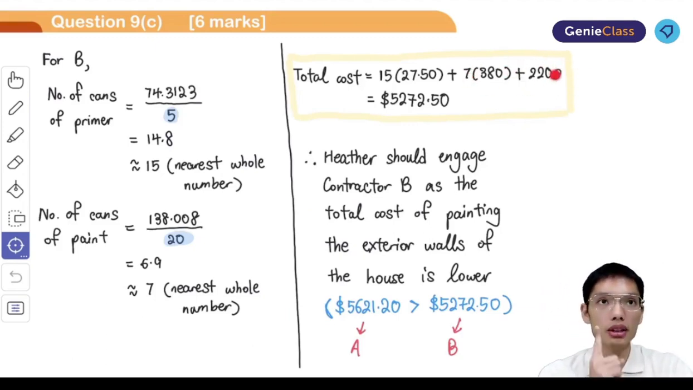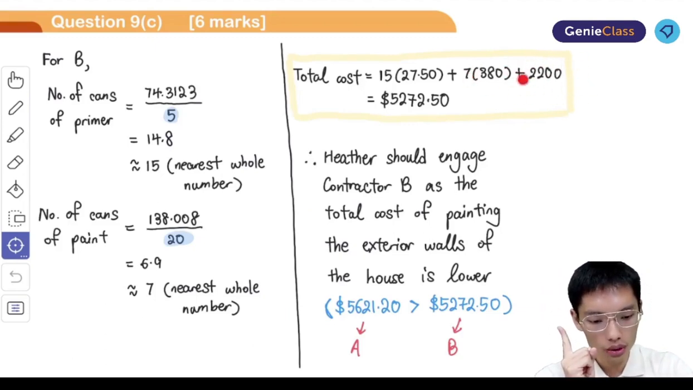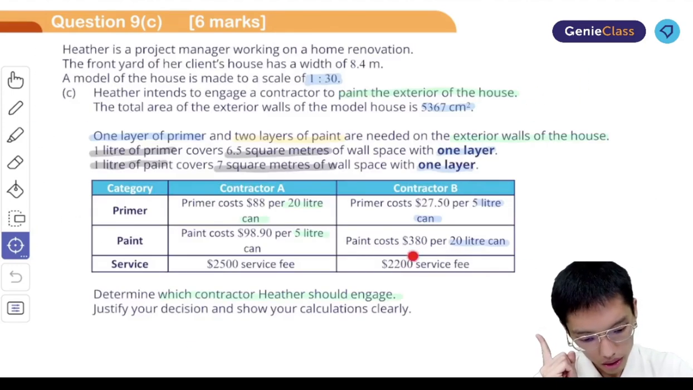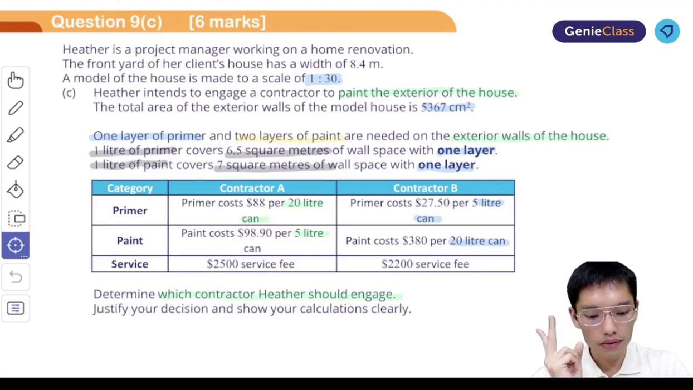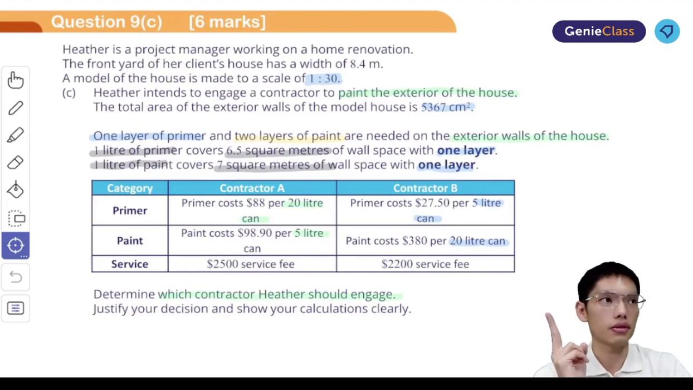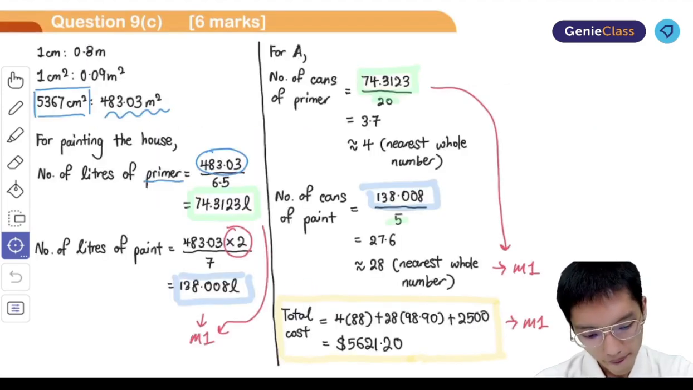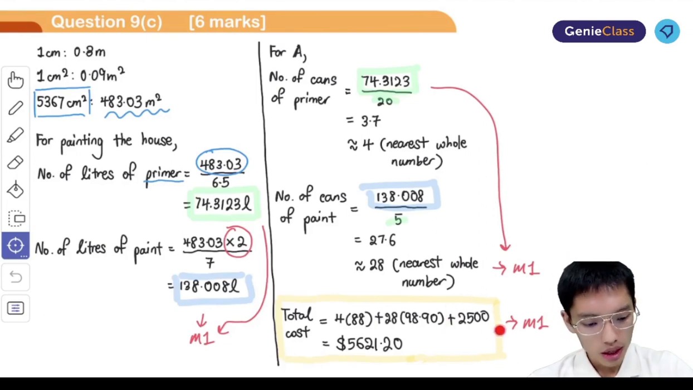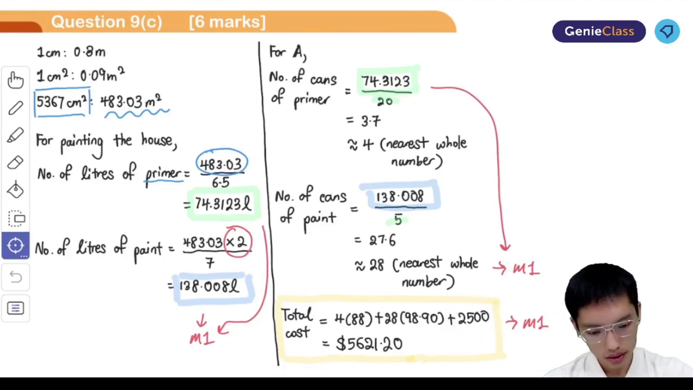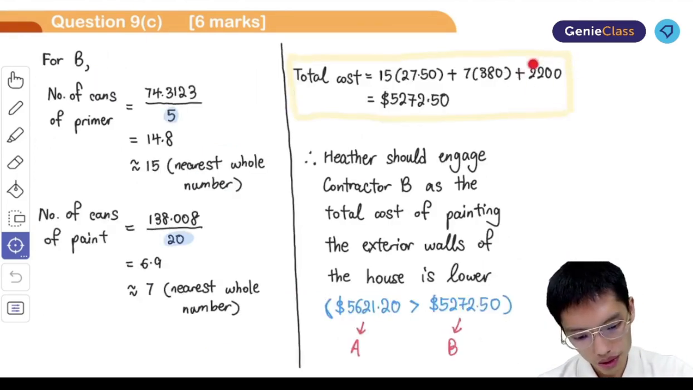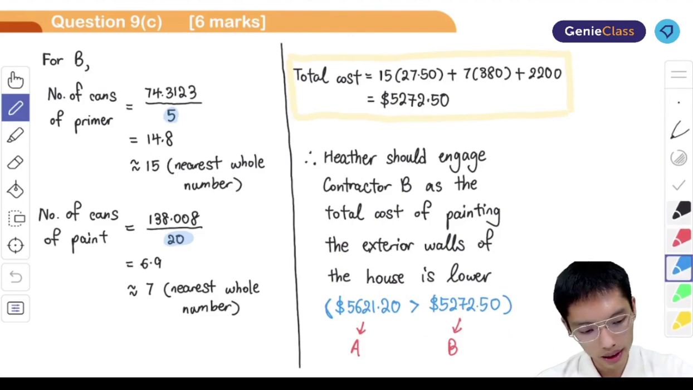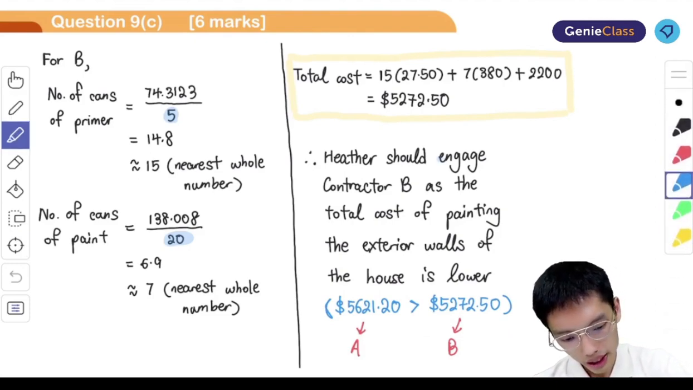Plus the cost, remember, take note, if you see the table, there's an additional cost we need to consider as well. Contractor B is 2200. Service fee we have to count. Service for A is 2500. So that's why, I forgot to mention, contractor A 2500 is here, contractor B 2200 is here. So this is the total cost. And you recall, A is this, B is this. So that's why we need to engage contractor A.